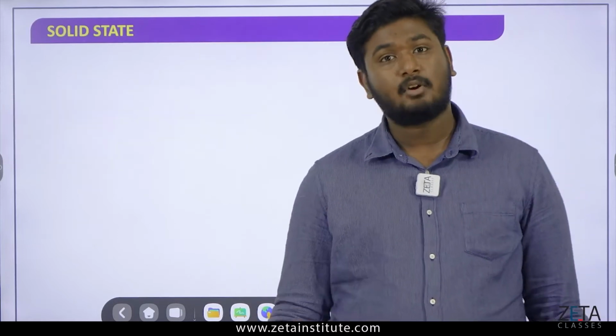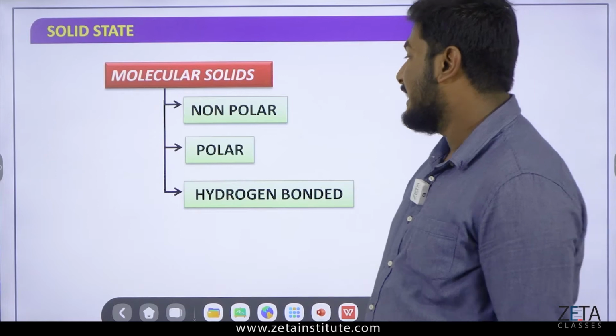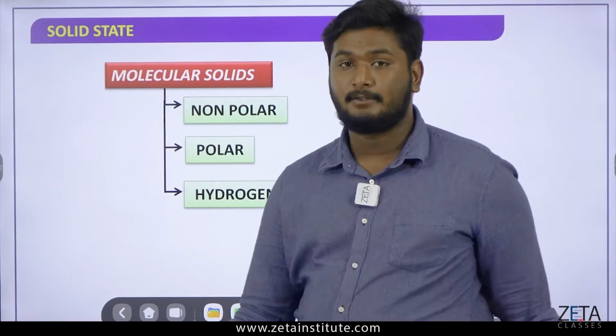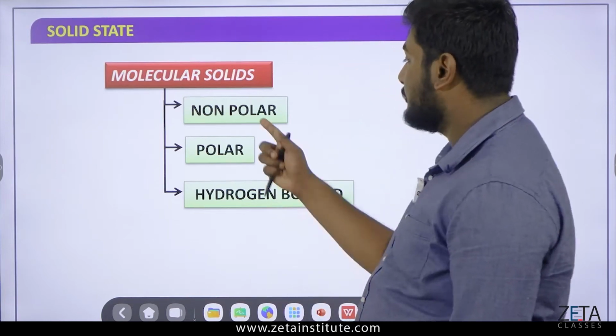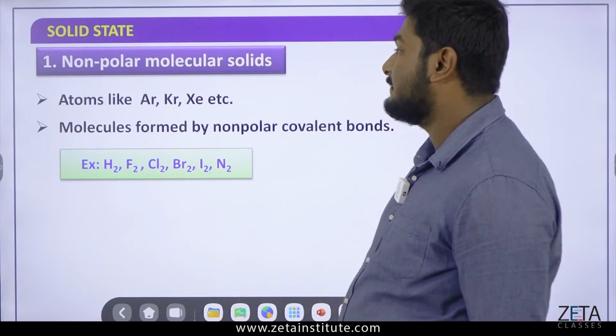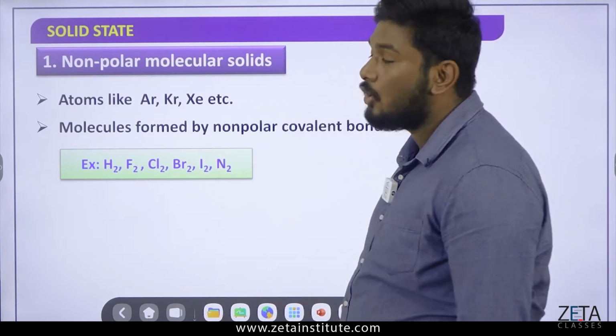This molecular solid is further classified into three. The first one is non-polar molecular solid, the second one is polar molecular solid, and the third one is hydrogen bonded molecular solid. So we are starting with non-polar molecular solid. Here we have atoms like argon, krypton, etc., and molecules formed by non-polar covalent bond.